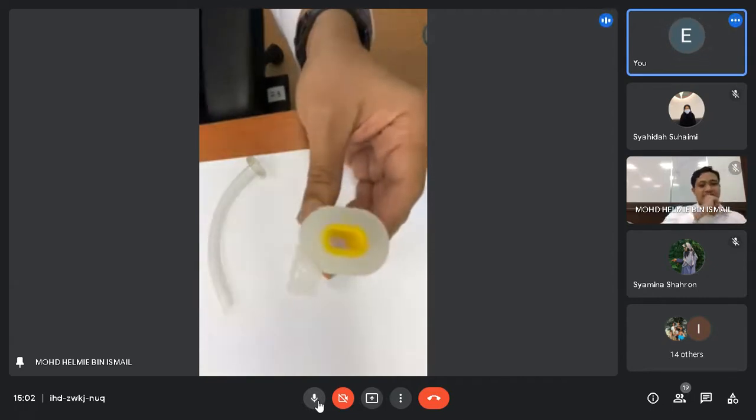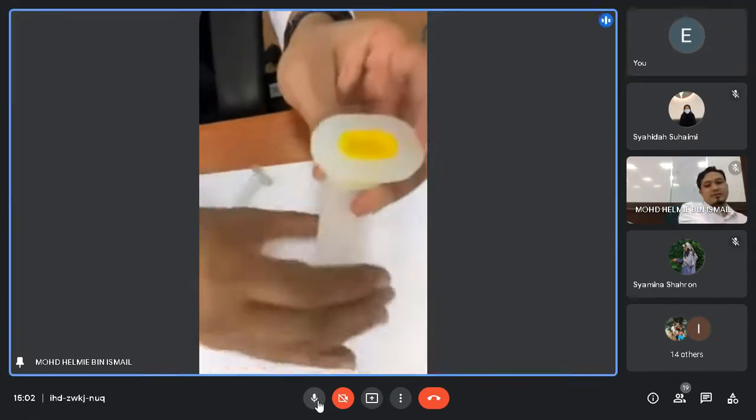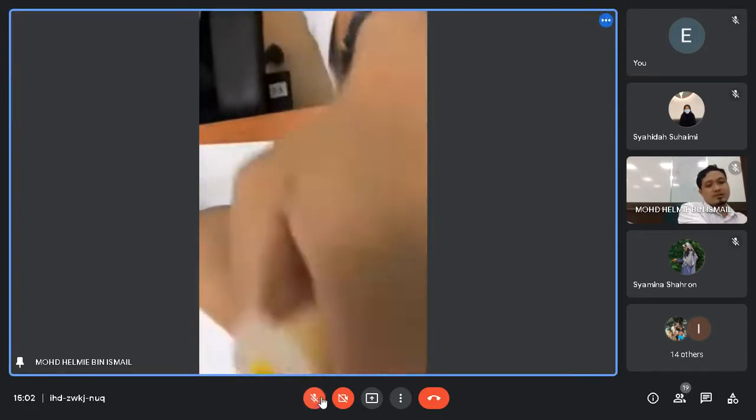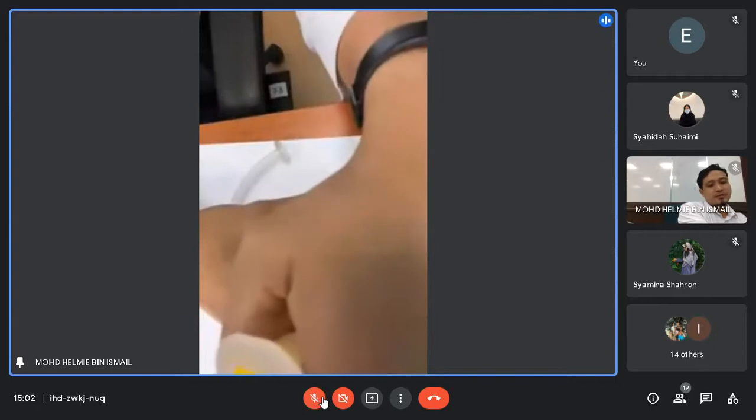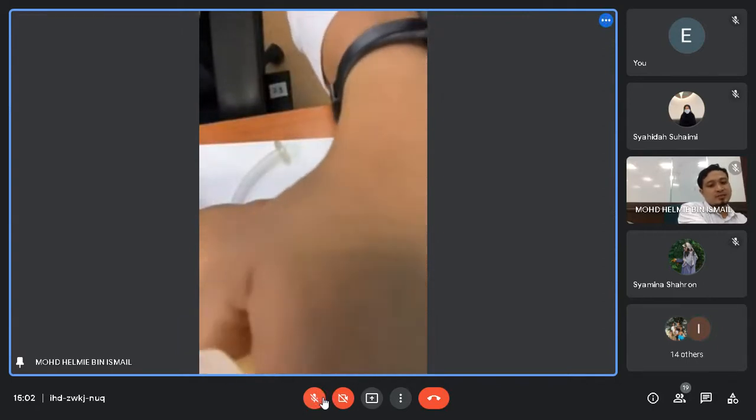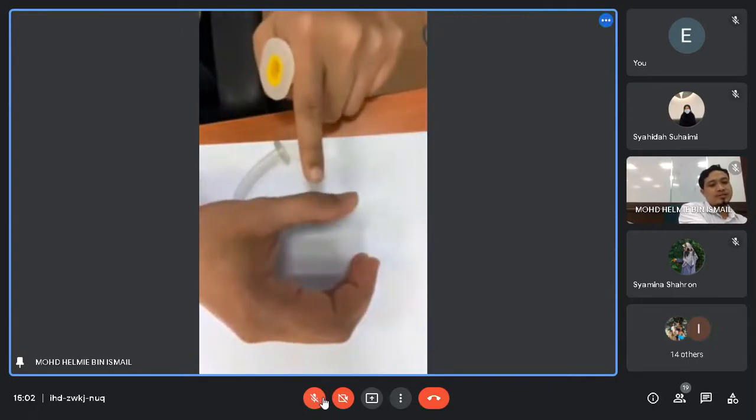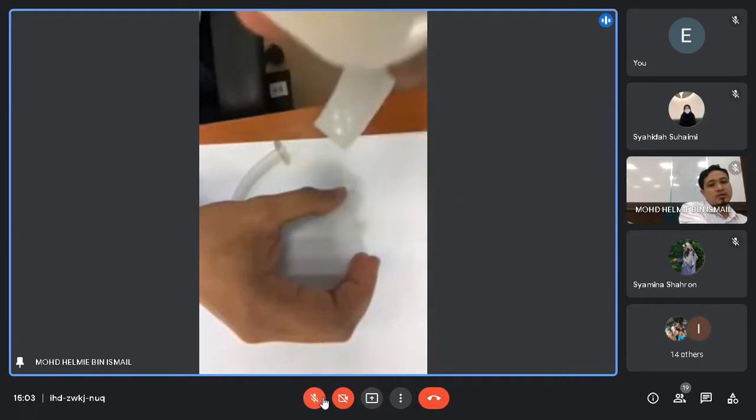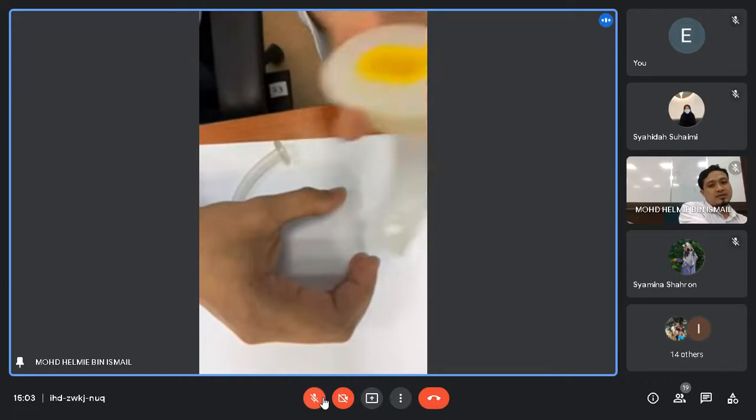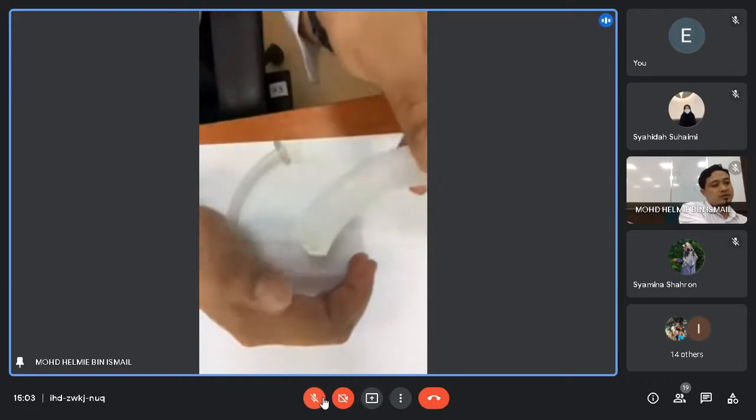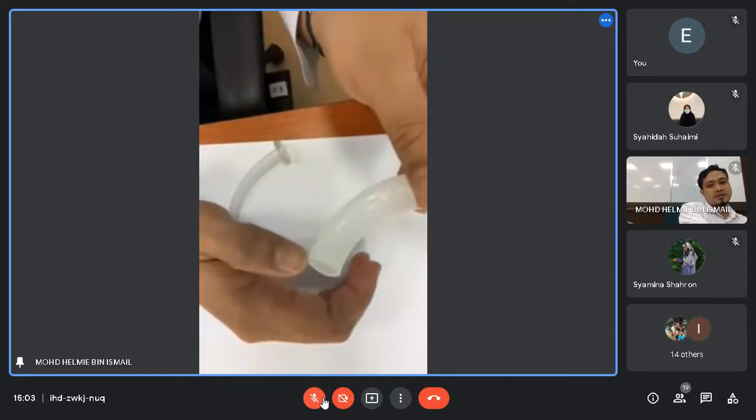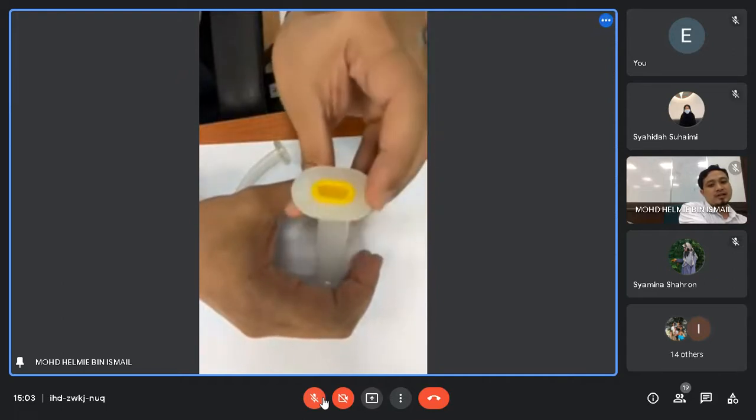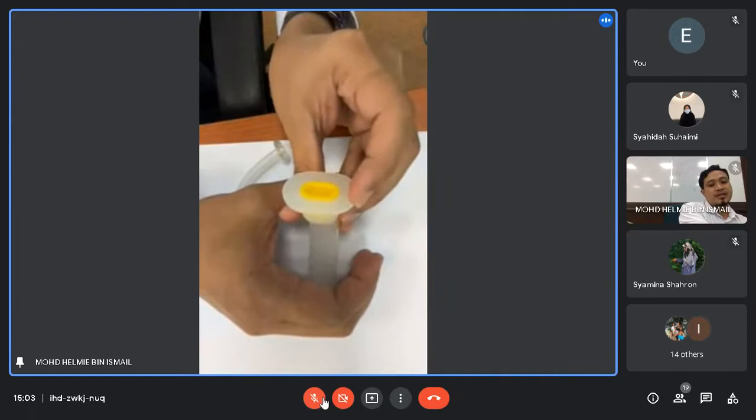Alright, okay. So if this is the patient's mouth, the one above my index finger is the nose. This one is the lower lip, and this one is the upper lip. How to insert: first, make sure the tip is upward, like this. And then insert until you touch the hard palate.